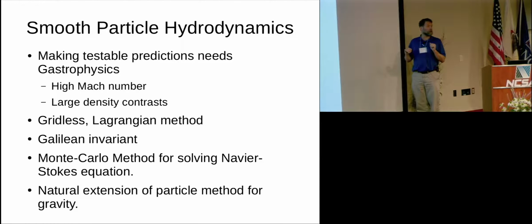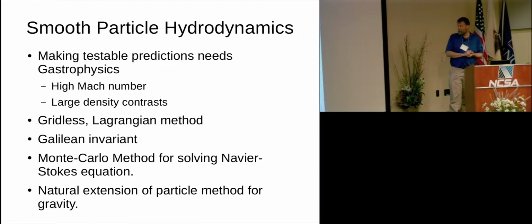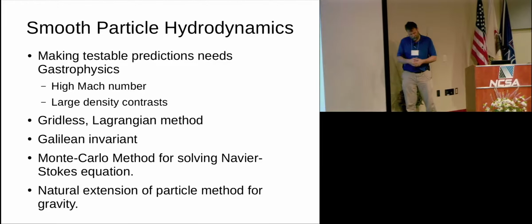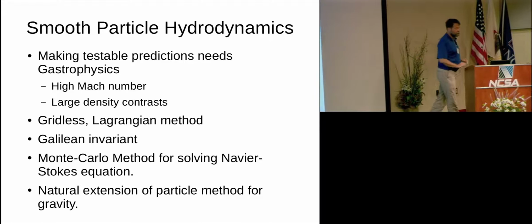For the same reason, we want it to be Galilean invariant. We want to ignore the fact that the gas is rotating at 200 kilometers per second around a galaxy when we're studying its collapse into stars. And so we use this technique called smooth particle hydrodynamics, which you can think of as a Monte Carlo method for solving the Navier-Stokes equation. And it's very natural to put into our gravity solver because it's based on particles, which is exactly what the dark matter solver is using. So we have exactly the same structures.